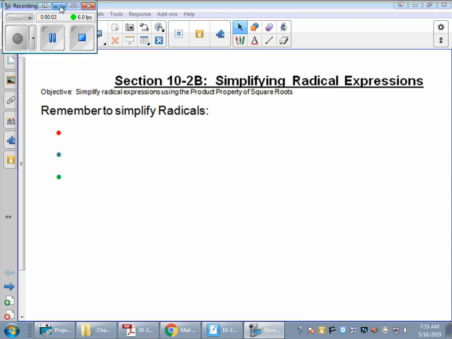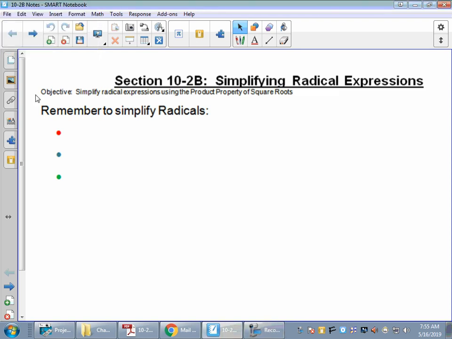Okay, Algebra 1, back in Chapter 10 here. We're on Section 10.2b. We're going to continue what we did in the last lesson, 10.2a, with simplifying radical expressions. I'm just going to do a couple different things in this one, so continue on where we left off from yesterday.